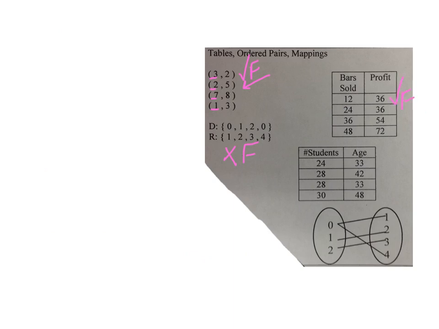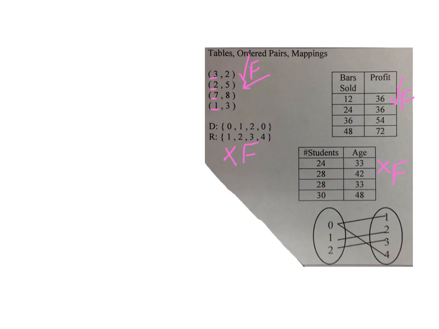Let's look at the next table. Number of students, 24 students, 33, 28 students, 42, 28 students, 33. This 28 X goes to 2 different Y's, so this would not be a function.